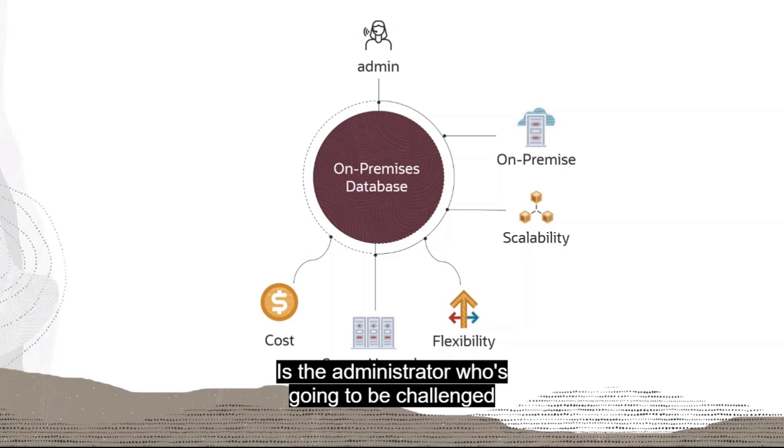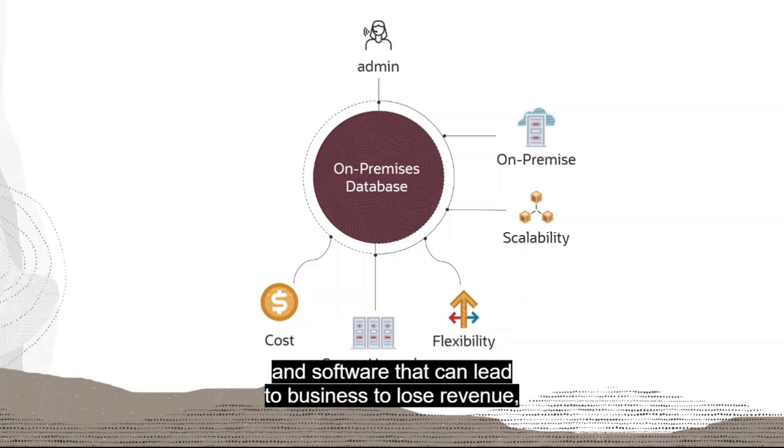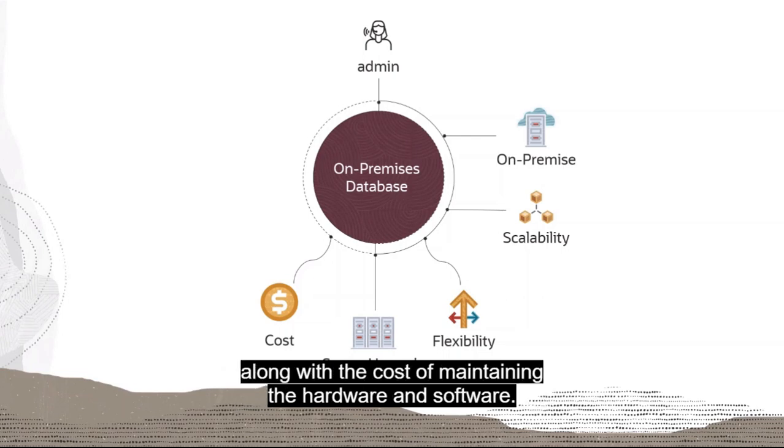It's the administrator who's going to be challenged to maintain the cost of running and maintaining servers, especially servers that are outdated. Running outdated hardware and software can lead to the business losing revenue. The other consideration would be compromised security. More money would then be required to address that breach in security, along with the cost of maintaining the hardware and software. So this will be a consideration of an increase in cost.